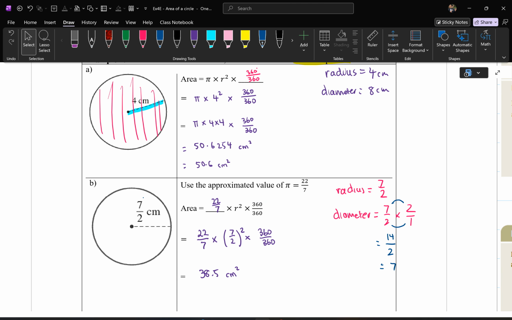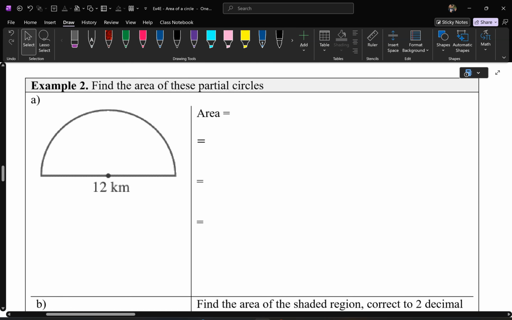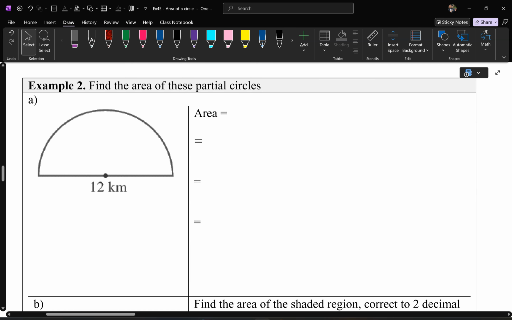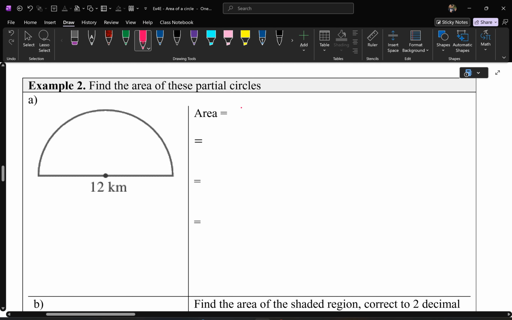So you've done ones where I've given you the radius, I've given you one with fractions. We flip over the page. Now we've got a partial circle. So it's not a full circle. Same thing again, the rule for the area of a circle. What is the rule again? Let's go with Jacob. What's the area for a circle?